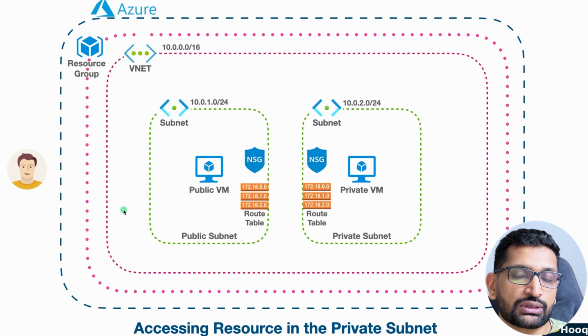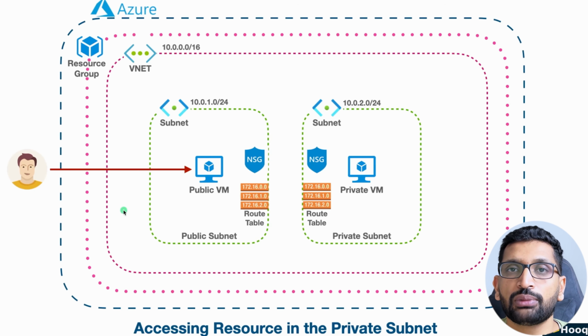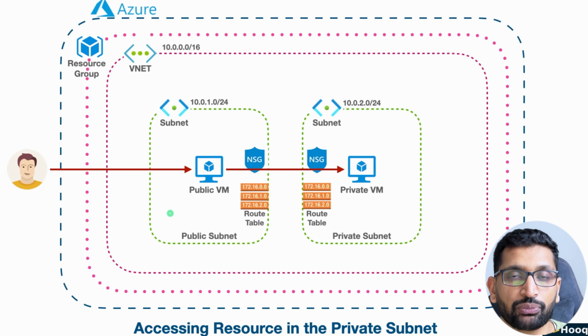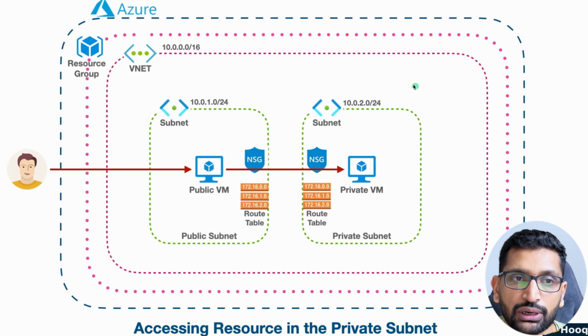So here is how the request is going to look. A user will first try to access a public virtual machine, and once the user gets access to that public virtual machine, the user is going to use that machine to access a virtual machine present in the private subnet. Because a machine present in the private subnet doesn't have a public IP. This private machine will only be accessible within this particular VNet.